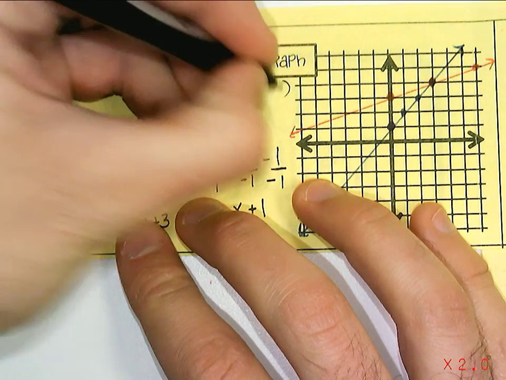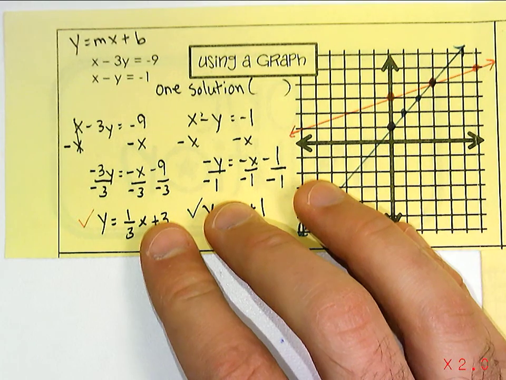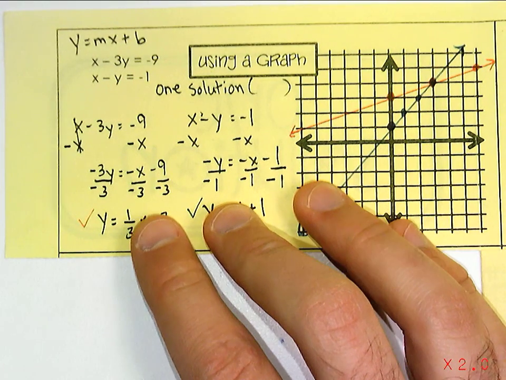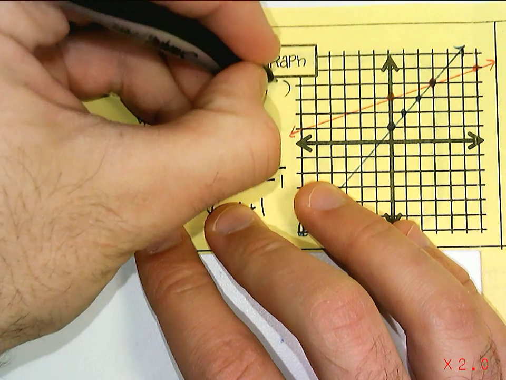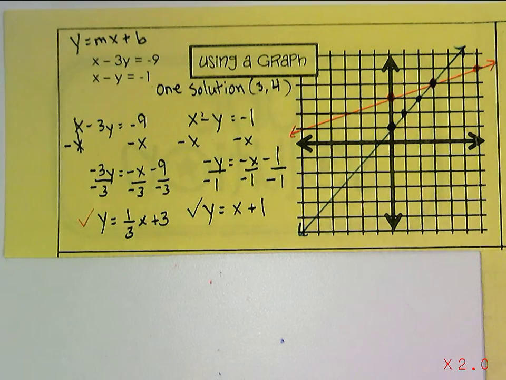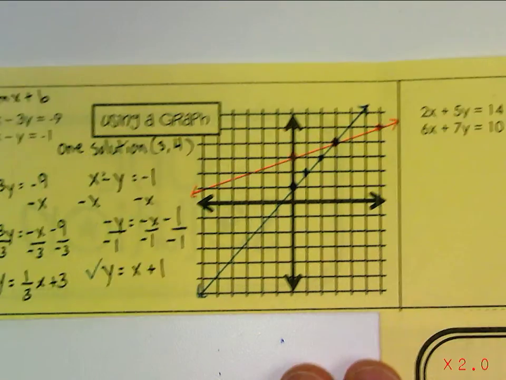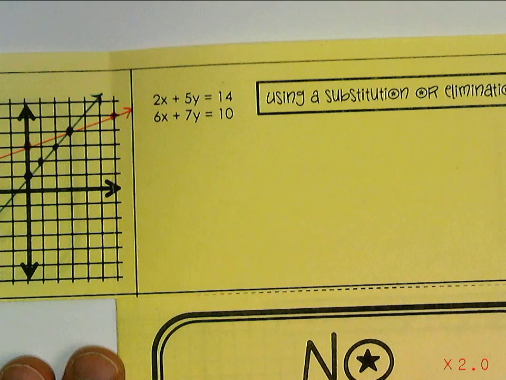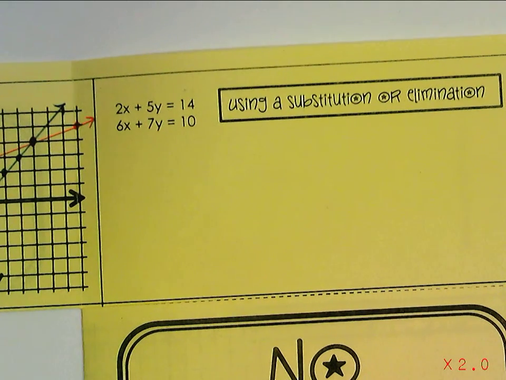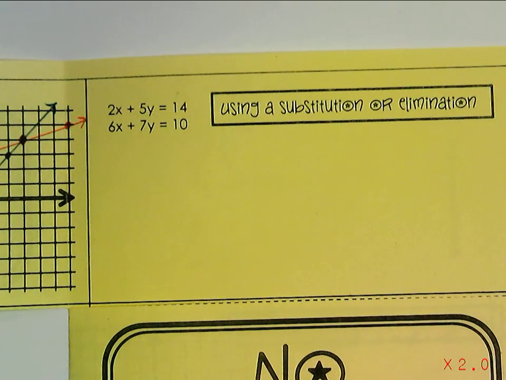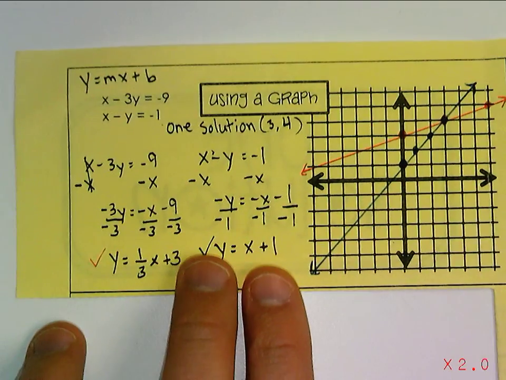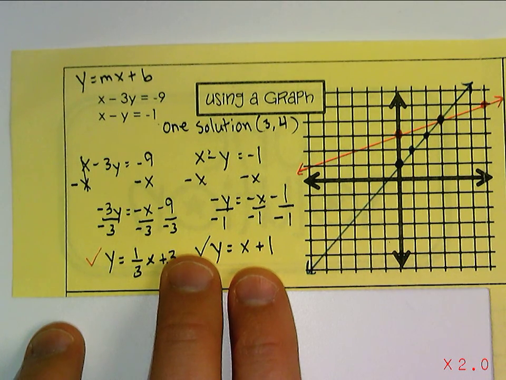And that solution is at the point, looks like 3, 4. So that's graphing with one solution. Sometimes we might be using elimination or substitution, and that can also give us a one solution problem, which is what we've been working with. So let's go ahead and bring this one back here in case you didn't quite get all of that.